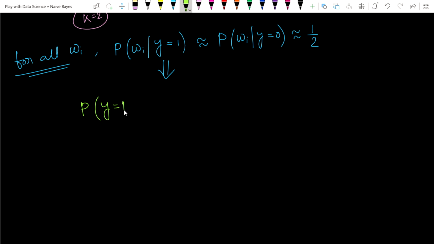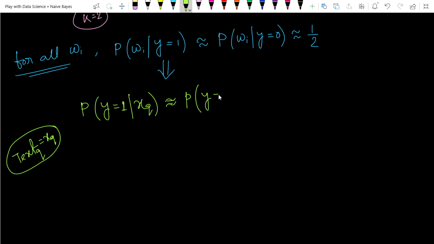of w for a given class label y equals 1 for a query data point xq is approximately half. Suppose our query text is xq. In such a scenario, we cannot classify properly, because to compute for the query text we multiply these likelihood probabilities, and after multiplying, the value is still approximately half. So we cannot say whether the query text belongs to class 1 or class 0.